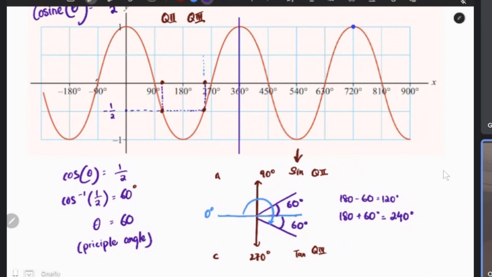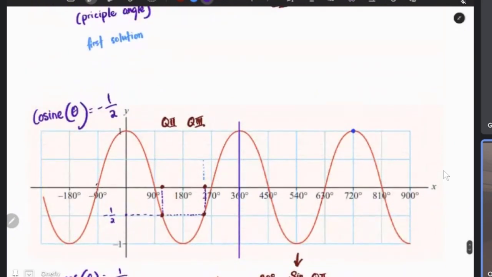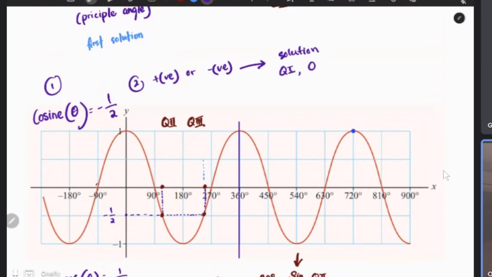Let me give you a quick summary. Step 1, you read the question. Step 2, you identify positive or negative. Using this information, you make your assumption whether your solution is in quadrant 1, quadrant 2, quadrant 3, or quadrant 4.